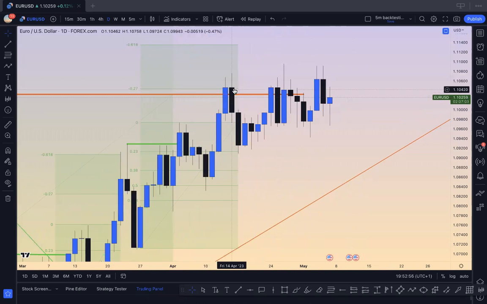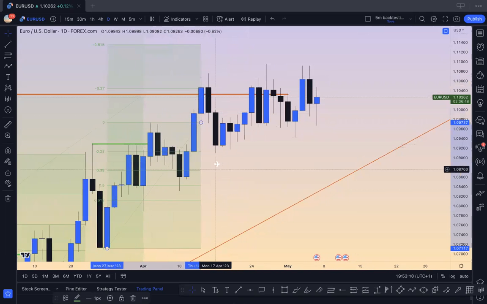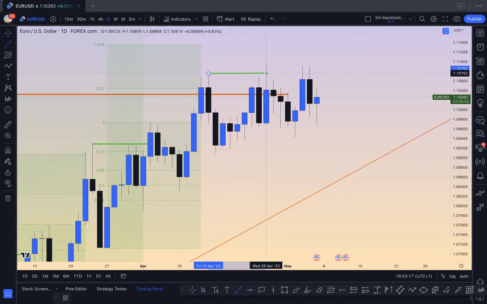So this was the end of this fib. Now we would be waiting. So from here, we would take a short if there was the entrance, but then we would just stop at the point where the fib ends for the short. And then we would look at the next break of structure.